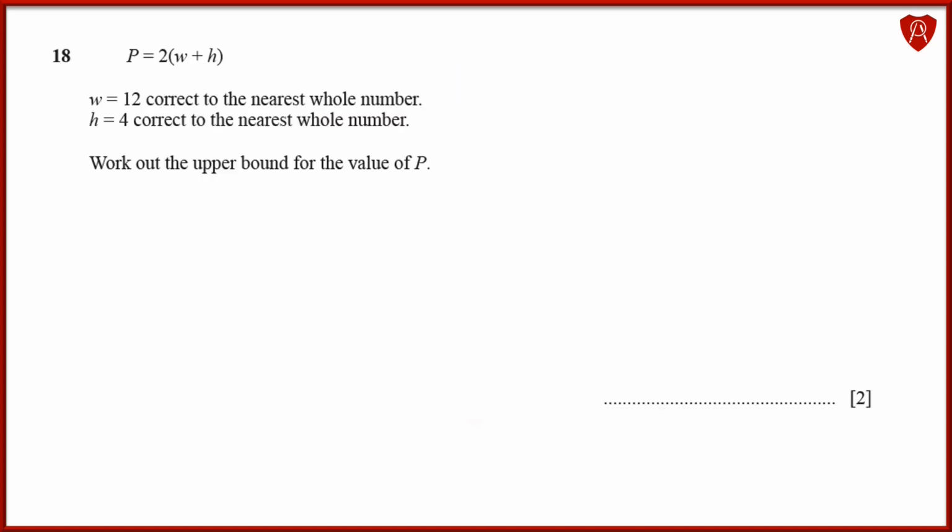Question 18. Lower and upper bounds. W equals 12, correct to the nearest whole number. Means we can write that 12 can be anywhere between 11.5 to 12.5. Those are the limits of W. H is 4, correct to the nearest whole number. So it can be anywhere between 3.5 to 4.5.